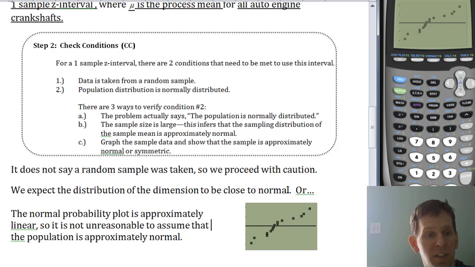If not, check to see if the sample size is large. If it is, you can use that. If that's not the case, graph the data. There's never been a problem on an AP exam where at least one of these conditions you can't check.